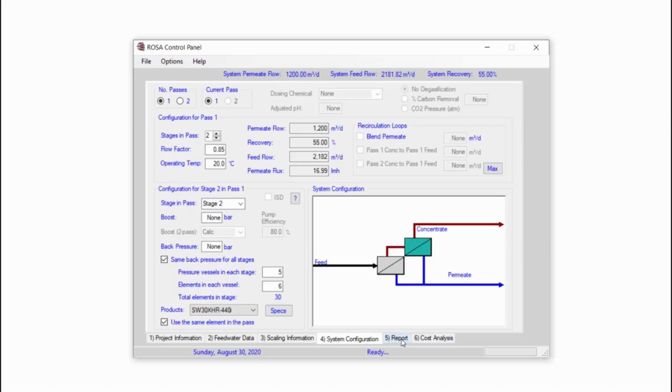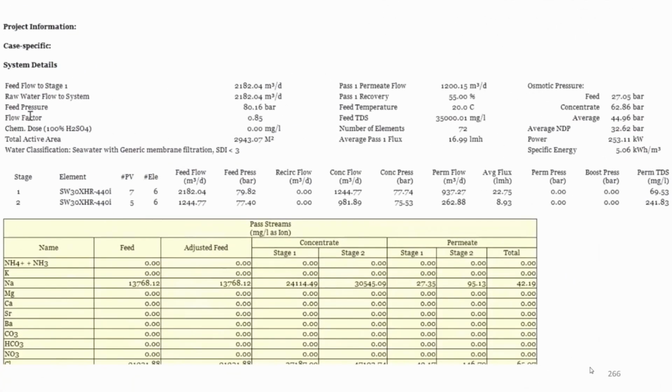Now let's get a report and see the result. If you look at this report, you can see the feed pressure is increased a little. The previous feed pressure was 79 and now it's 80 bar. But if you look at the permeate TDS, the permeate TDS for the first stage is 69 and it's okay. But for the second stage it is 241. But the limitation for the TDS in our case is 200, and it has increased.